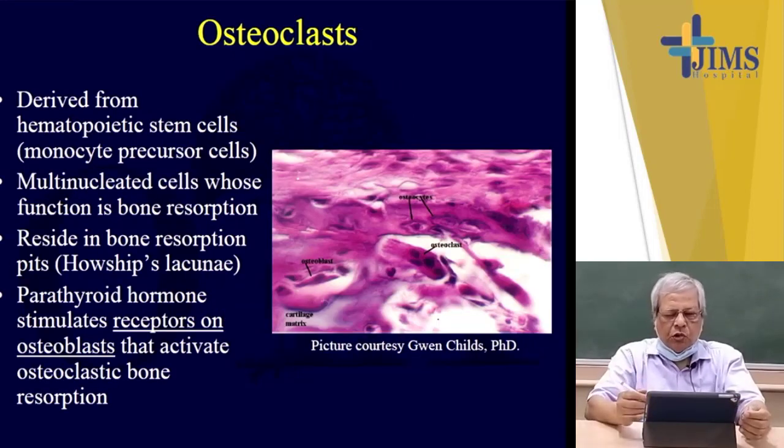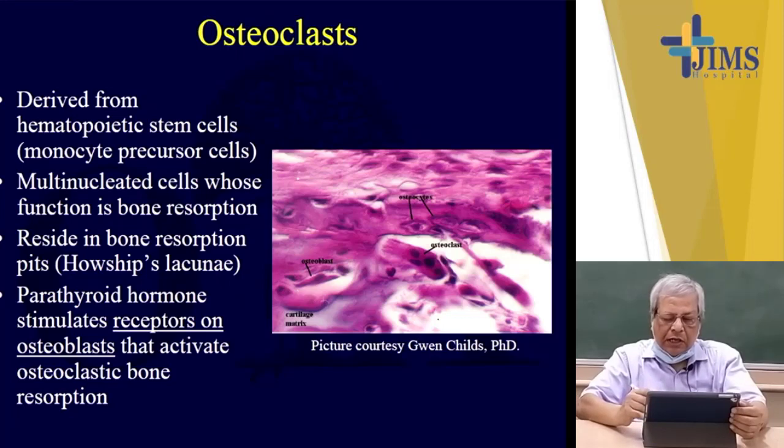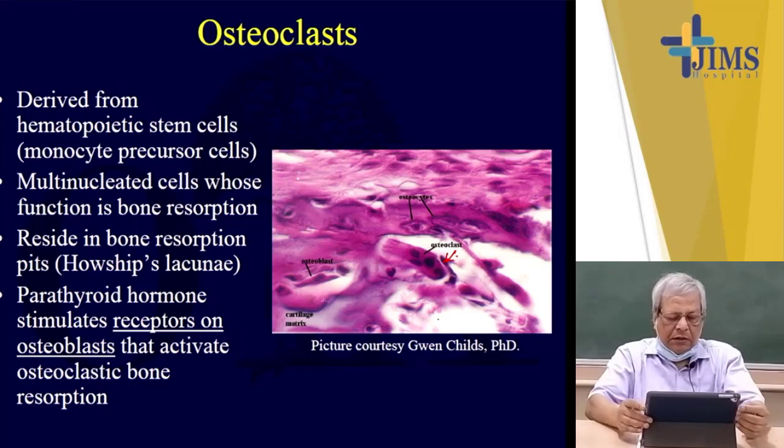And these are osteoclasts. These are derived from hematopoietic stem cells. These are multinucleated cells whose function is bone resorption. They reside in bone resorption pits, called Howship's lacunae. These are osteoclasts. They remain in Howship's lacunae. Parathyroid hormone stimulates receptors on osteoblasts that activate osteoclastic bone resorption.